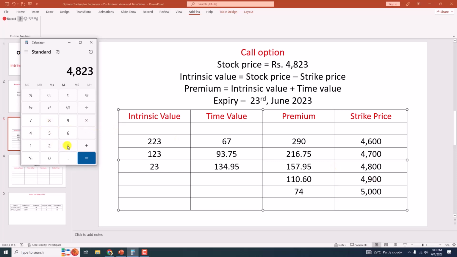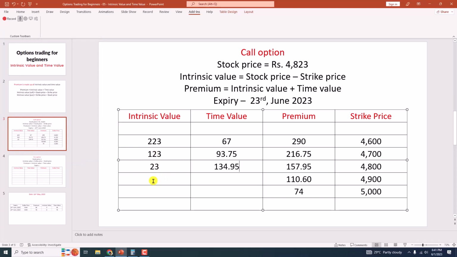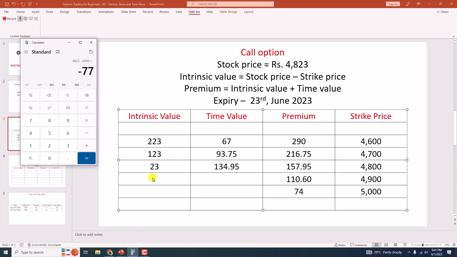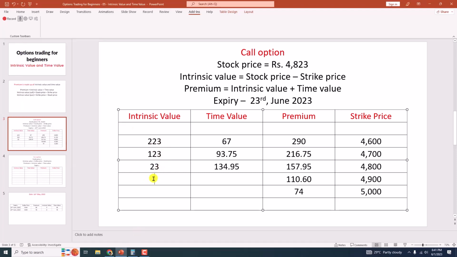Now let me do it for 4900. 4823 minus the strike price 4900, you see, we are getting minus 77. Remember that intrinsic value can be either 0 or a positive number. So according to our calculation we are getting minus 77, but this should be 0. We do not have negative intrinsic value.